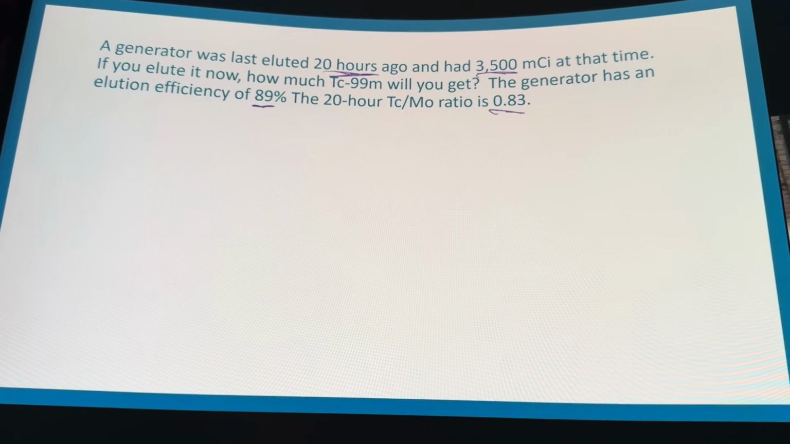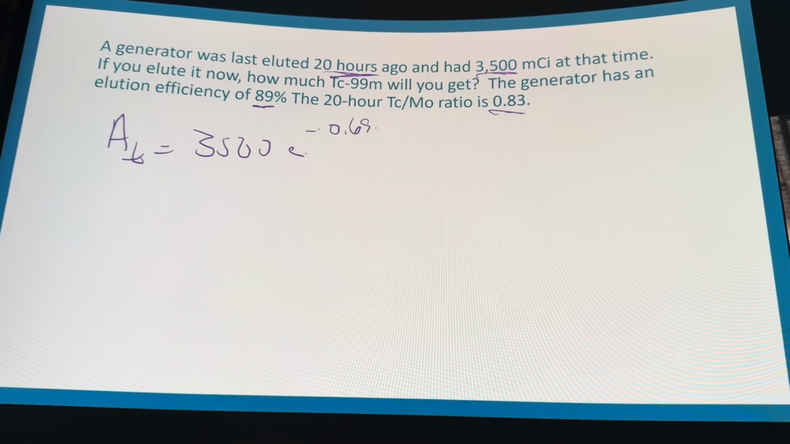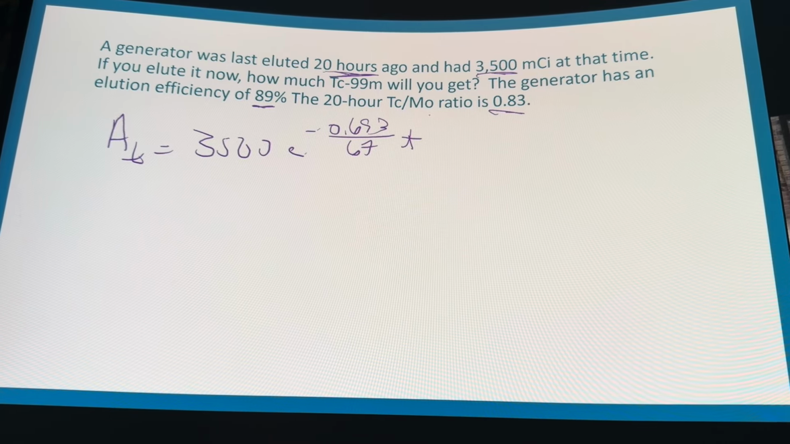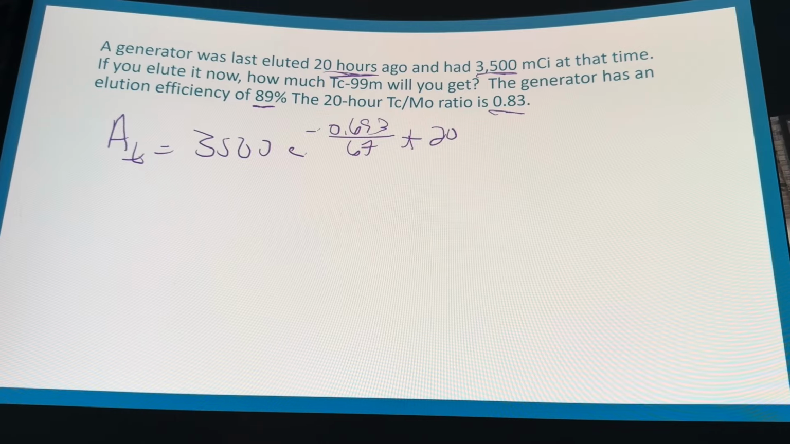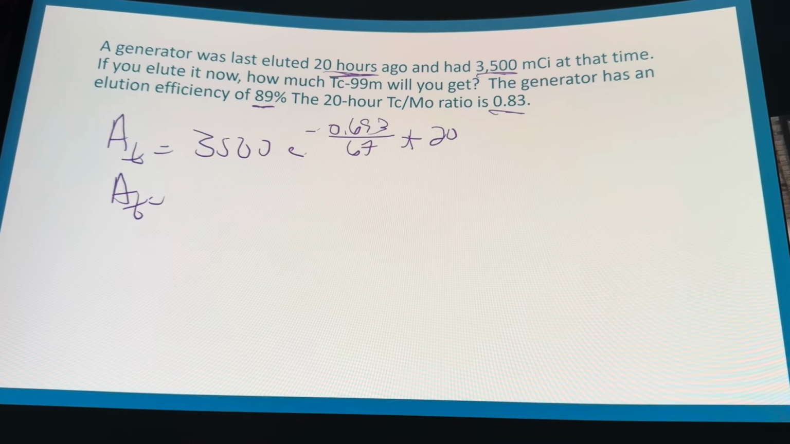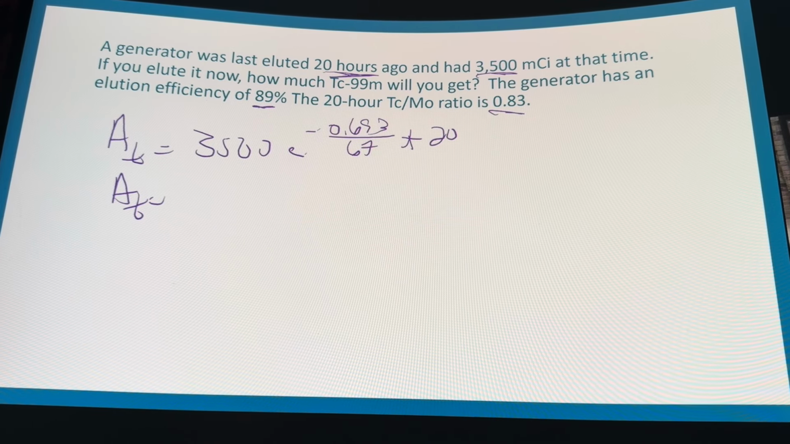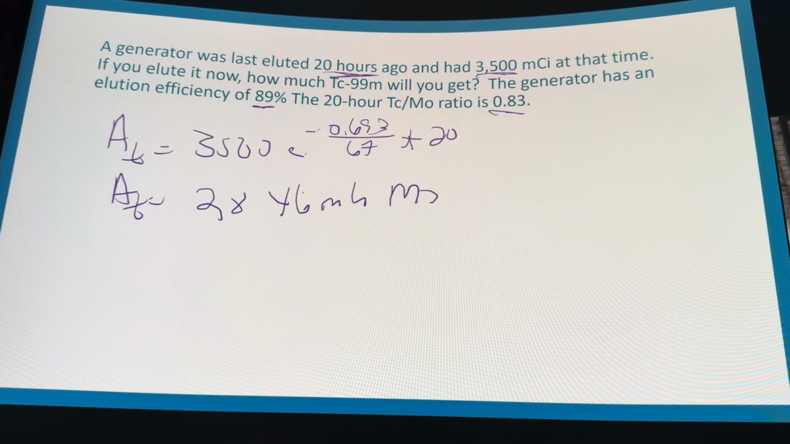20 hours ago, I had 3,500. So A sub t equals 3,500 times e to the negative 0.693 divided by 67, times 20. If you use 66, that's fine. Your answer will be close enough to get the multiple choice. Punch in your calculator, 3,500. I have 2,846 millicuries of moly.